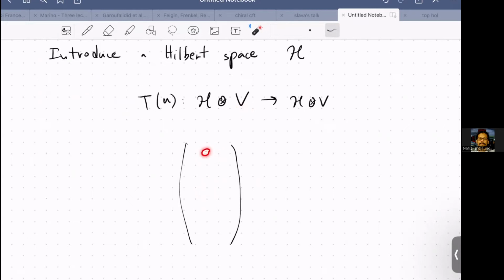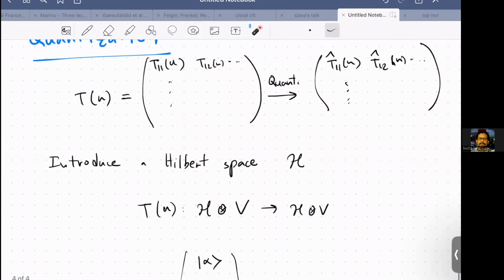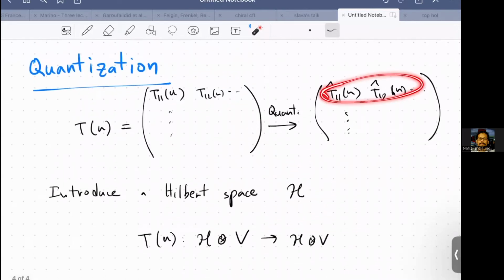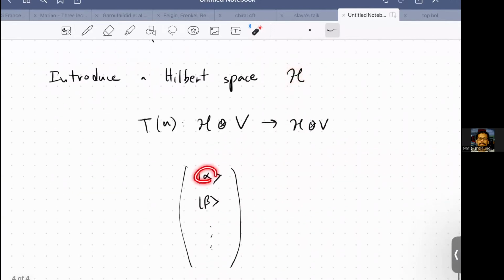But instead of having a complex number as a coefficient, you have an element of H as a coefficient. So you have some kind of ket, let's say alpha, beta, and so on. So what I'm saying is that you can write an element of this space as something like this. And then if you take a matrix that looks like this, then when you do the matrix multiplication, you will multiply these things with these things, and these being operators on H will act nicely on these components. And you will end up with another column vector where the entries are elements in H.